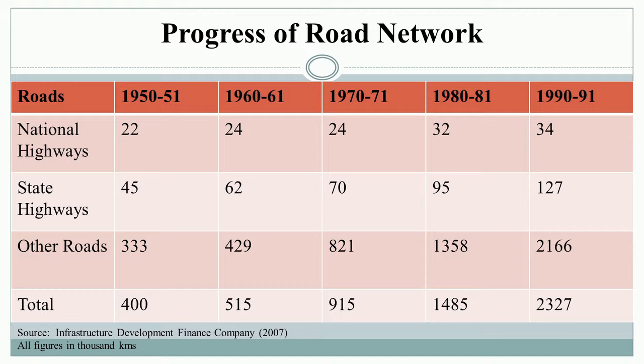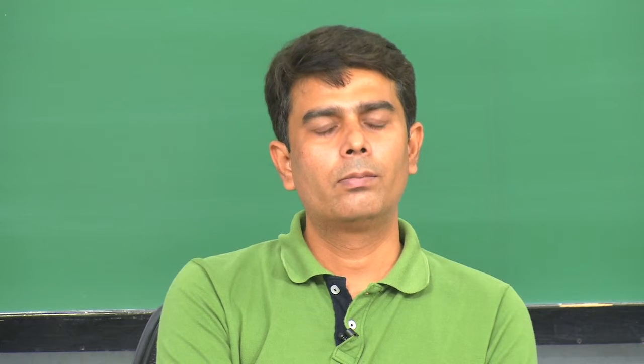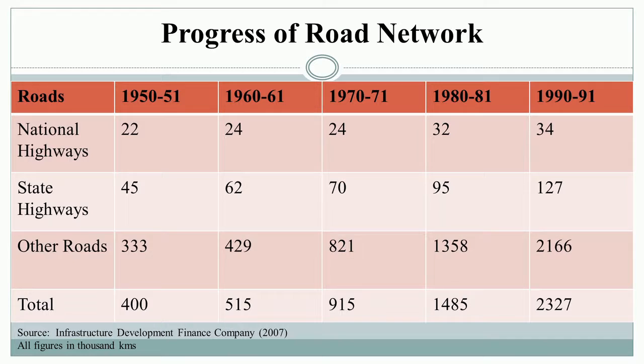In terms of other roads, we had 333 other roads available by 1950-51. With some addition, it went to 429 in 1960-61. By 1970-71, it reached 821. Again, by 1980-81, 1352 other roads were added, and by 1990-91, we found that 2166 other roads were added.